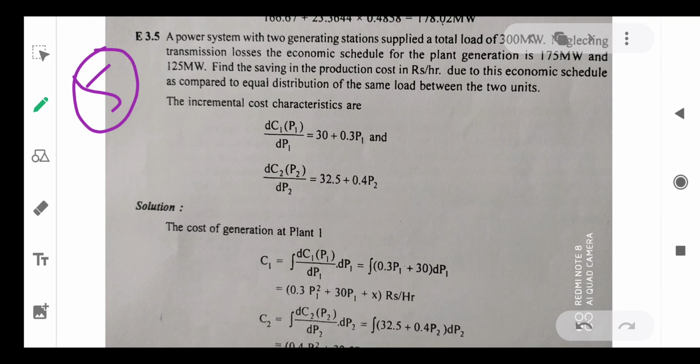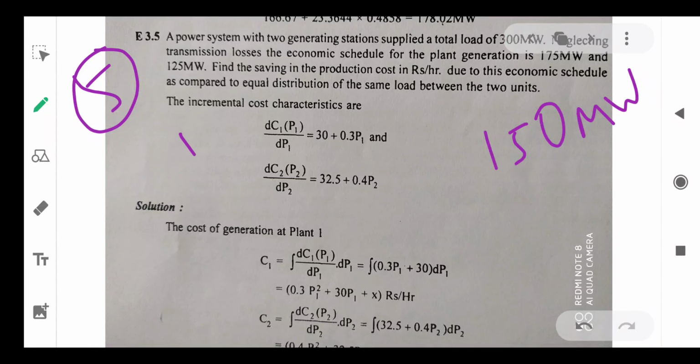A power system with 2 generating stations supplied a total amount of 300 megawatts. Neglecting the transmission losses, economic schedule of plant generation is 175 megawatts and 125 megawatts. Find the saving in the production cost rupees per hour due to economical schedule as compared to the equal distribution of the same load. When the equal distribution P1 is equal to 150, P2 equal to 150 megawatts, but unequal economical distribution 175 and 125.